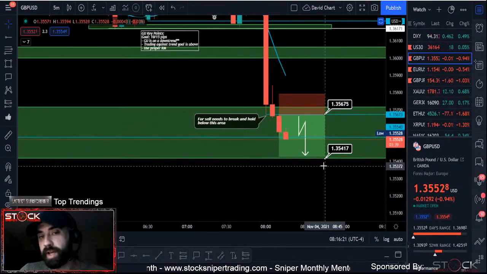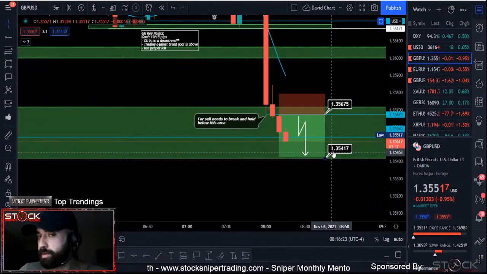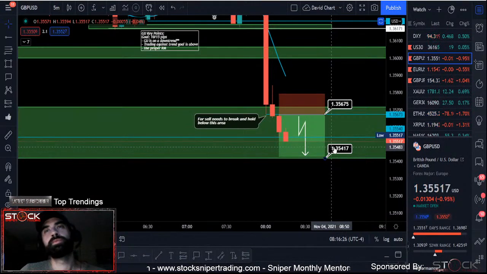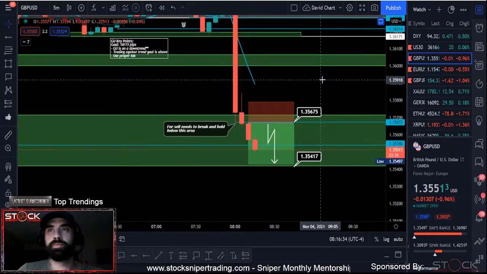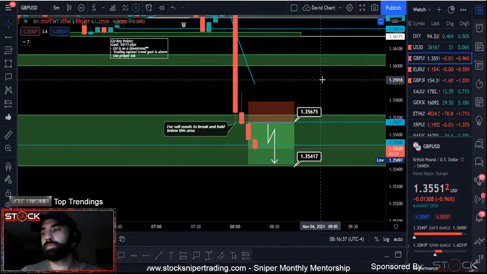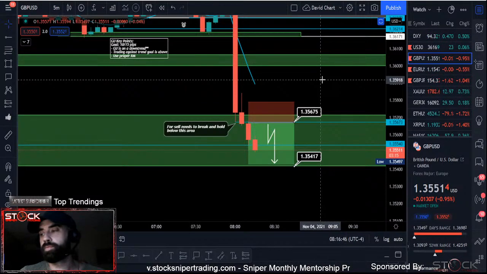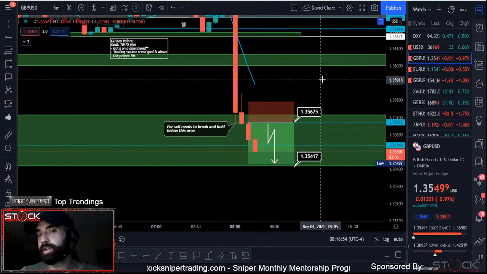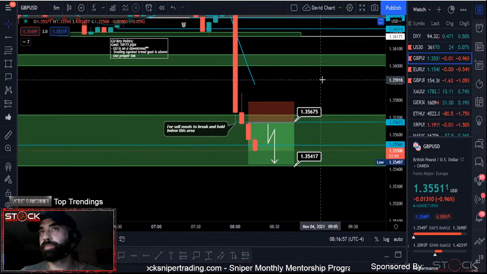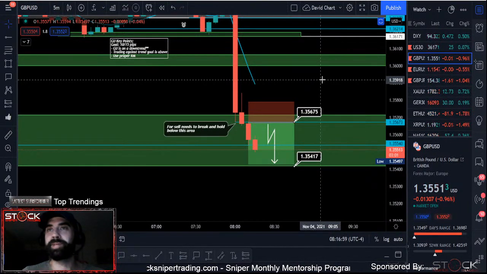Guys, if it dumps, okay, and it starts to tap the 35417 area, look for another area TP. Perfect, guys. 408. We'll chart Nasdaq coming up, but GU still dropping, okay? Sniper dog.